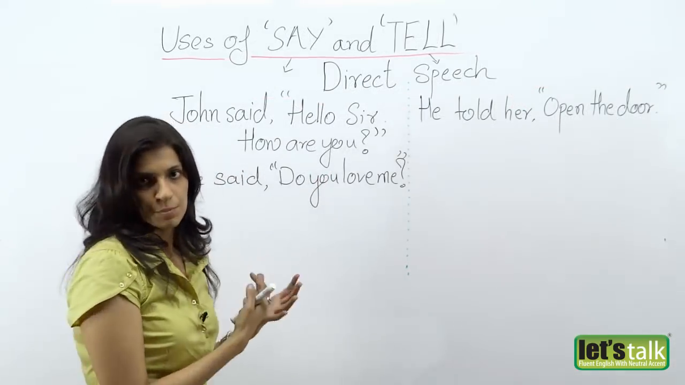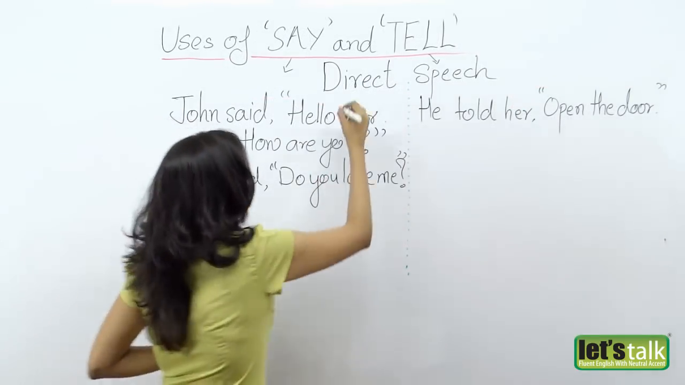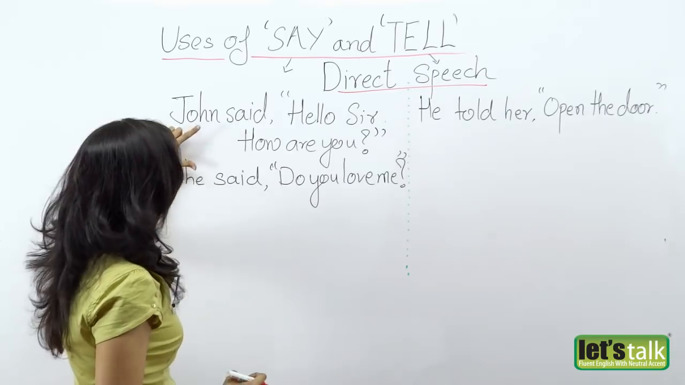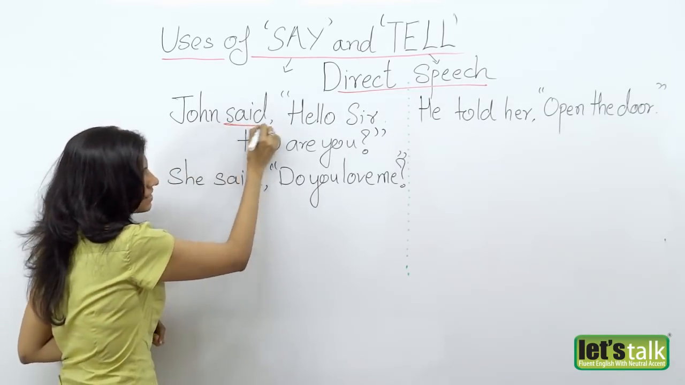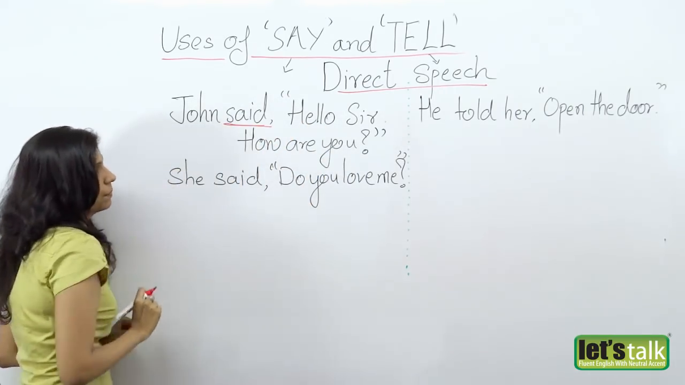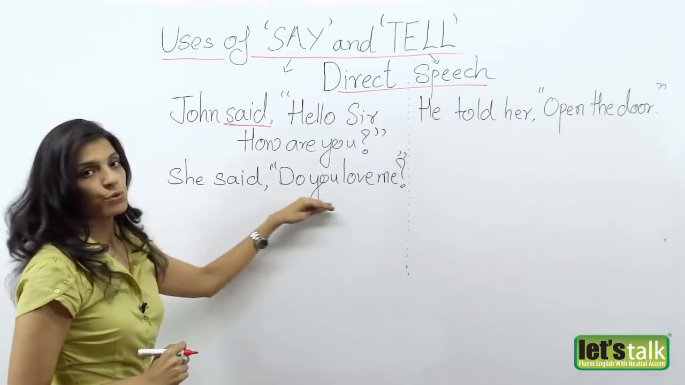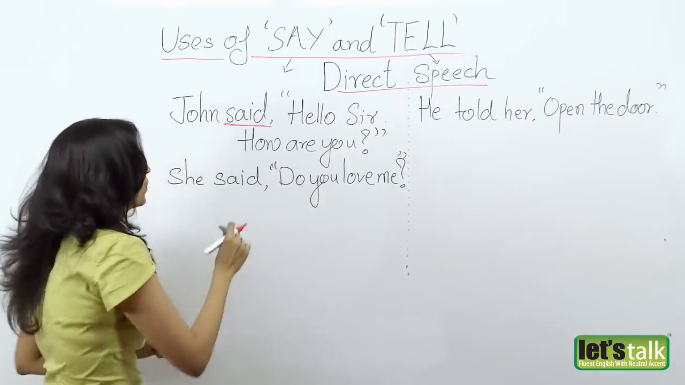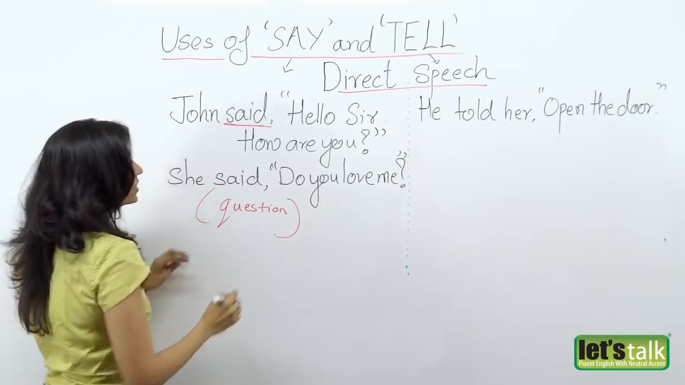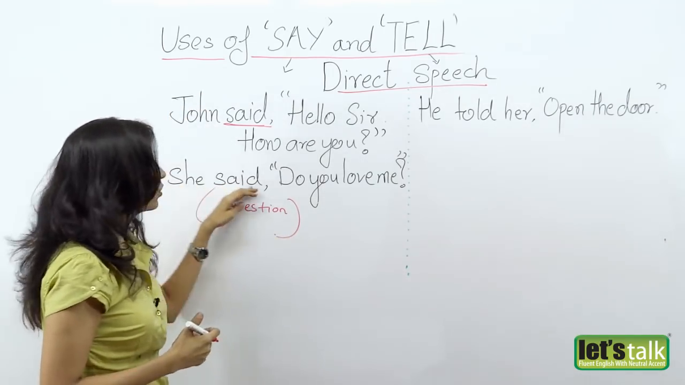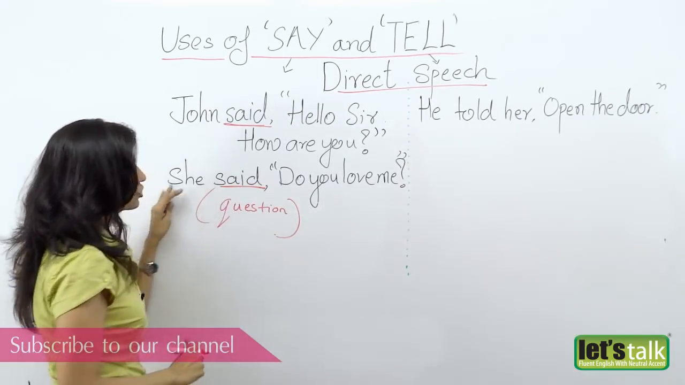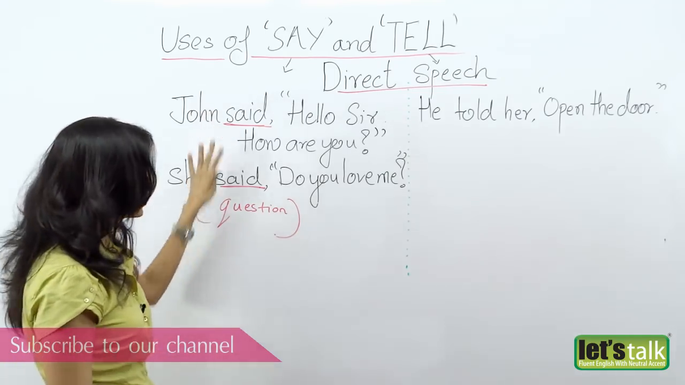Now let's take a look at some more examples on how to use say and tell. In direct speech, that means you tell what the speaker exactly said, we use say like this. John said, hello sir, how are you? In the next example, John said, do you love me? Friends, this is very important. When you talk about a question, you always use said. I cannot say she told, do you love me? No, that's wrong. So for a question, you always use said. So she said, do you love me? I hope this is clear to you.